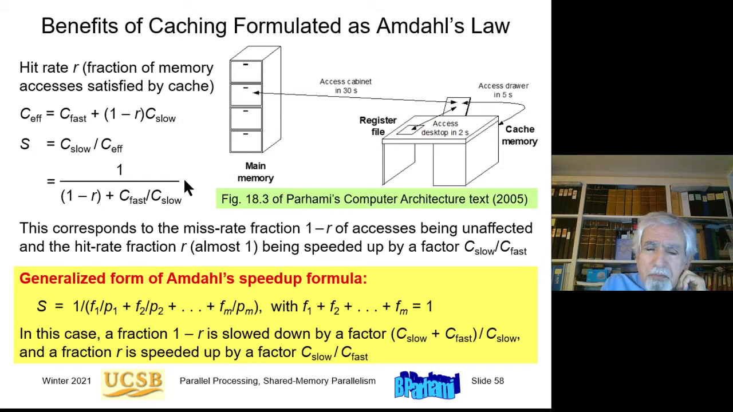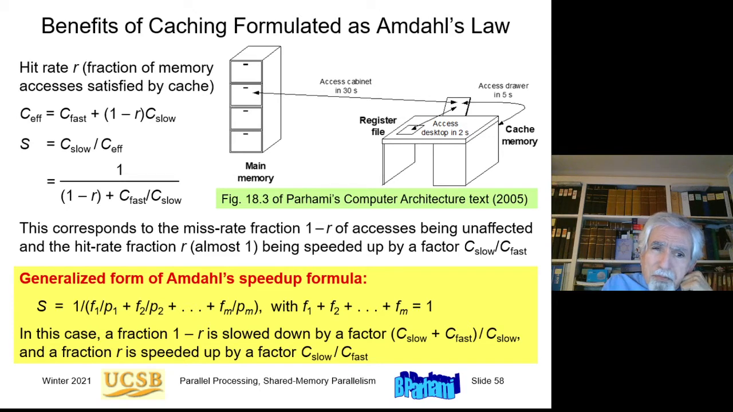And this effective access time that I showed you on the previous slide leads to a speed up, which is the slow memory access time divided by the effective access time. This speed up can be written, this is just algebraic manipulation, in a way that resembles Amdahl's law. Okay, why is this Amdahl's law? Because the speed up is 1 over the fraction of accesses whose speed does not change. That's basically the missed accesses.